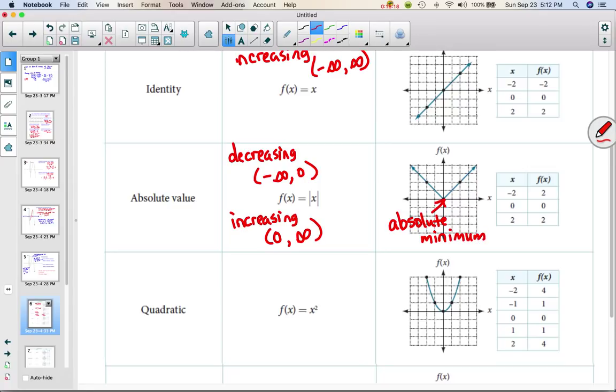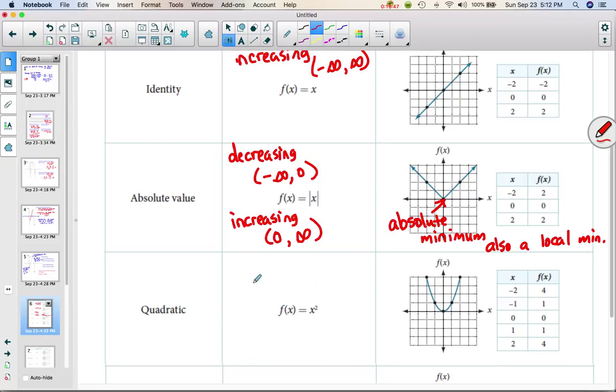And the reason I can say absolute is there is no other point on my graph that goes lower than this. It is an absolute minimum. It's also a local minimum because relative to the points around it, it's a minimum. So it's both. Notice there is no maximum because I have the arrows both pointing up. There's no relative max. There's no maximum at all.